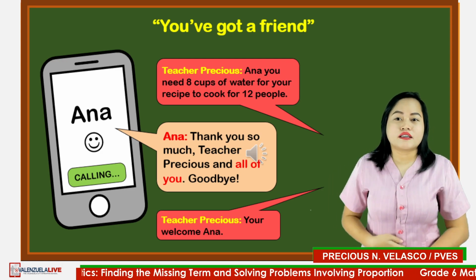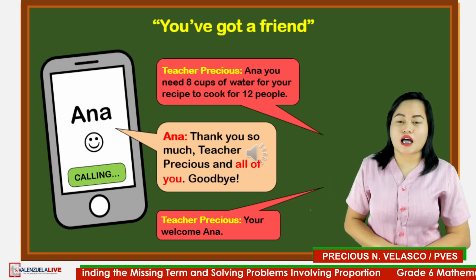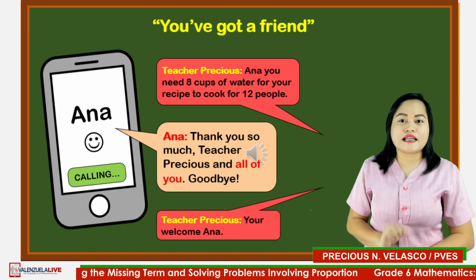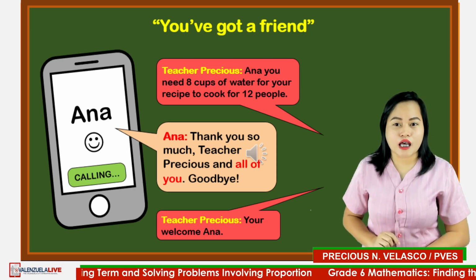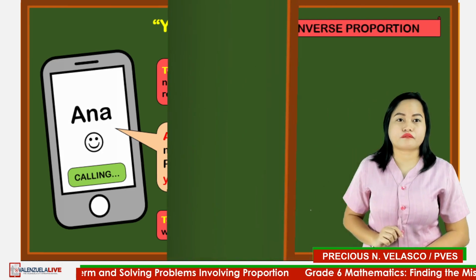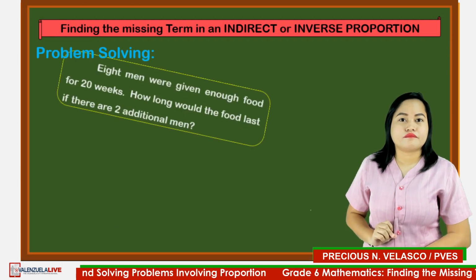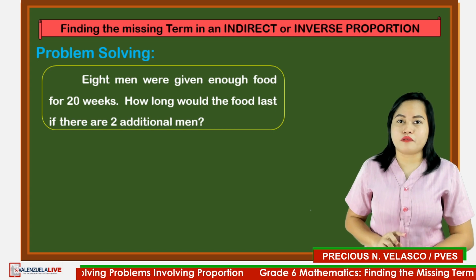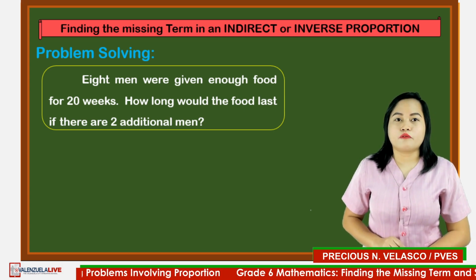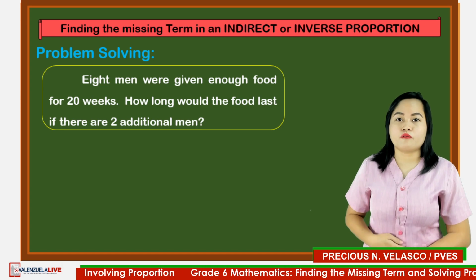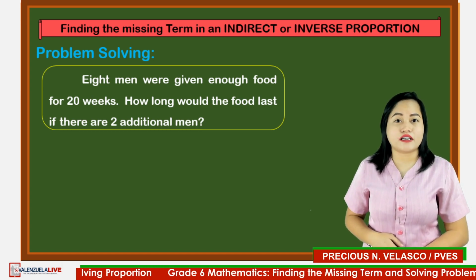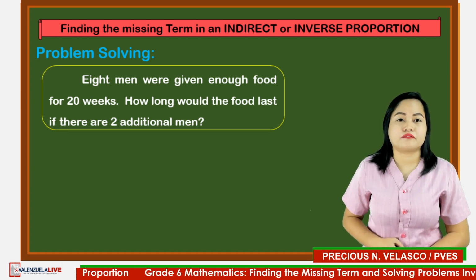Okay, so since we already know the first type of proportion, let's look at this problem which introduced us to the second type of proportion. So I have your problem wherein 8 men were given enough food for 20 weeks. How long would the food last if there are 2 additional men?